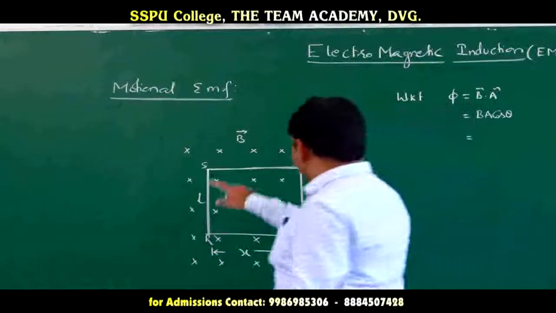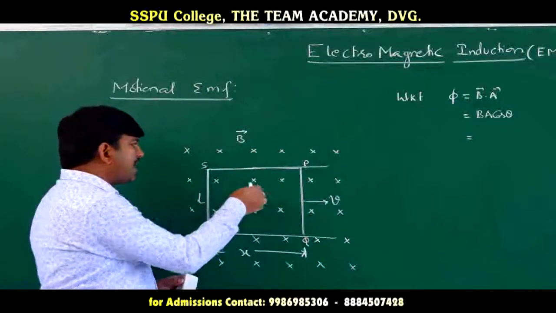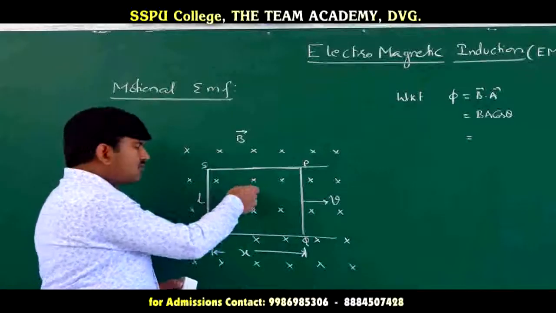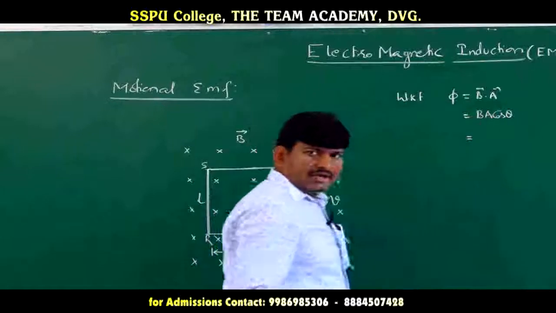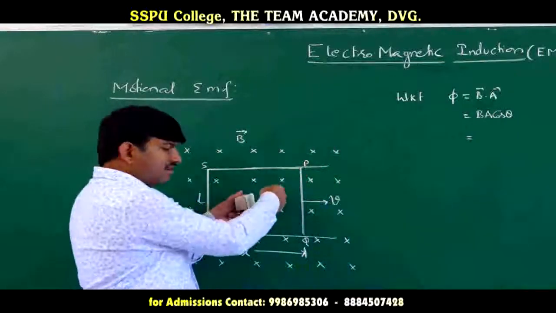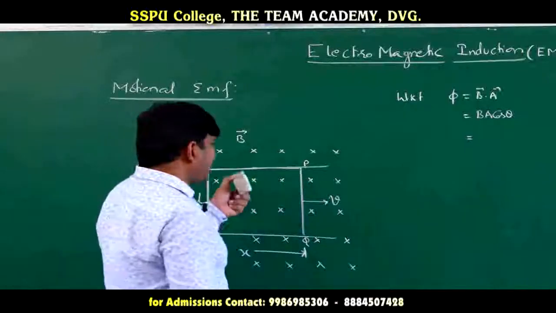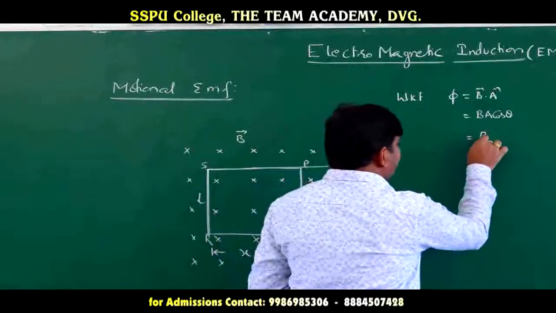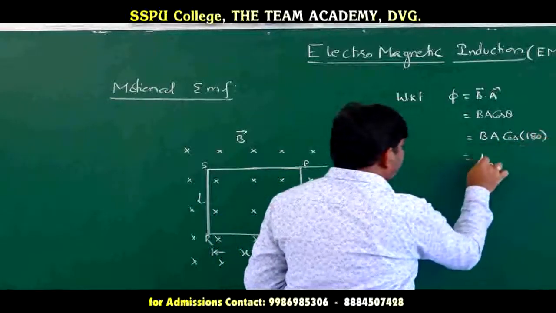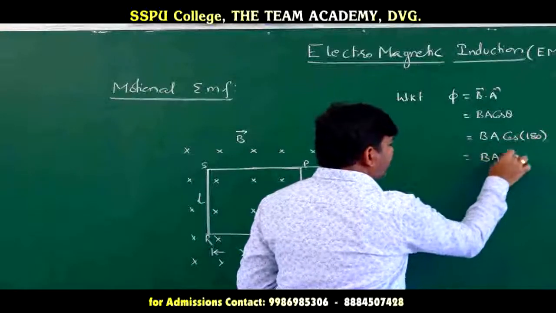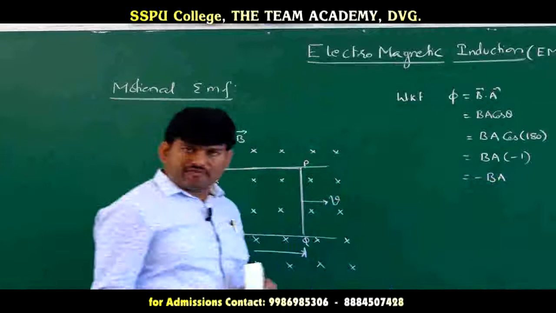If you consider this area, the area vector will be outward like this, and the magnetic field is directed into the board. So what is the angle between B bar and A bar? The angle between those two will be 180 degrees, because the area vector is perpendicular to the given surface area and directed outward, and the magnetic field is directed into it. So this can be written as BA cos 180 degrees, which is equal to minus BA, since cos 180 is minus 1. This is the negative flux.